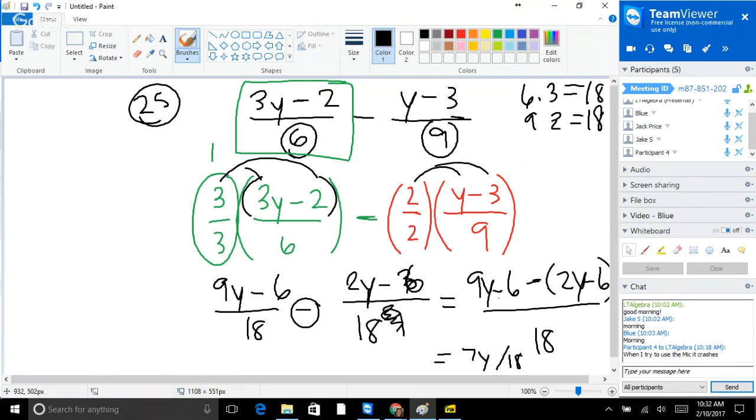So that one makes sense? Kind of. That's the hardest one. What's that? Oh, I did 9y minus 2y. Yep. And then the other one is actually minus 6 minus a negative 6, so it's basically minus 6 plus 6, and they cancel each other out.